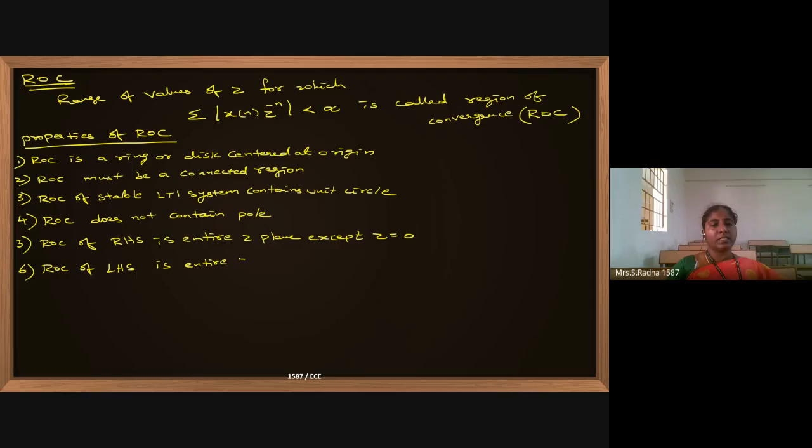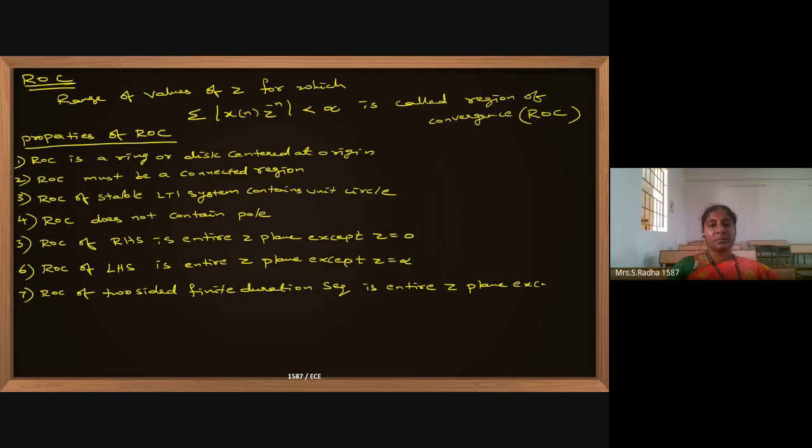Sixth property, ROC of left-handed or anti-causal sequence. It is entire Z plane except Z equal to infinite. Next property, ROC of two-sided finite duration sequence, we have seen just now, is entire Z plane except Z equal to 0 and Z equal to infinite.